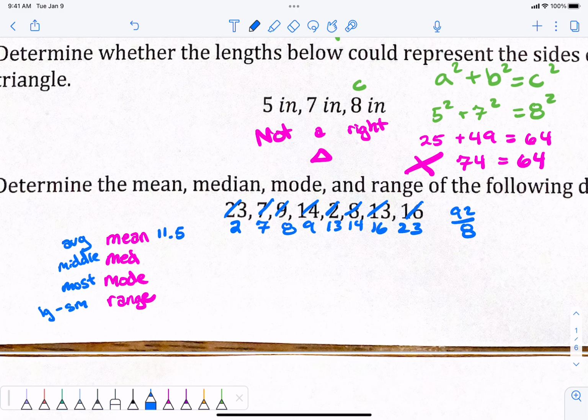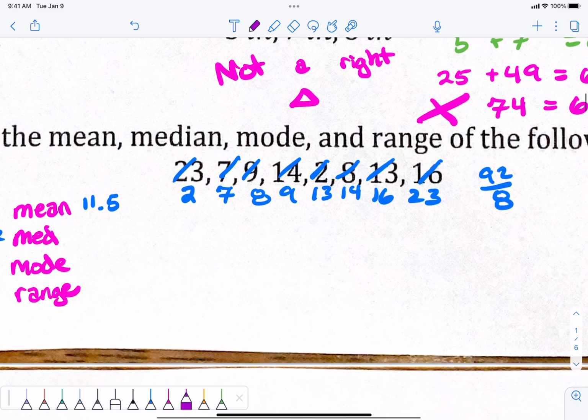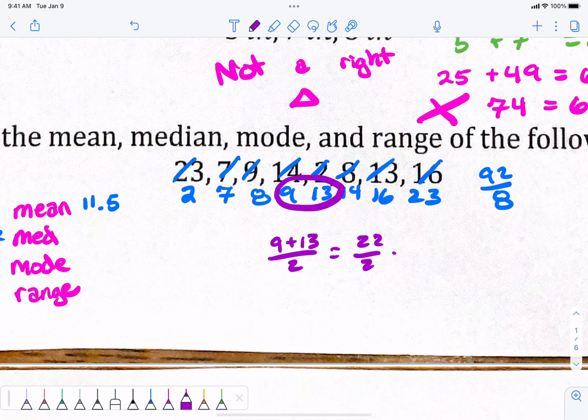The median is the middle number. We have 8 numbers. Will we have an exact middle number? No. Do you want it in decimal or fraction form? Decimal for your final answer. Okay, we won't have an exact middle number. Our exact middle will be in between 9 and 13. So we take 9 plus 13 divided by 2. This is 22 divided by 2, which is just 11.